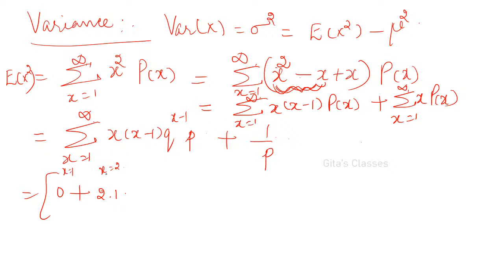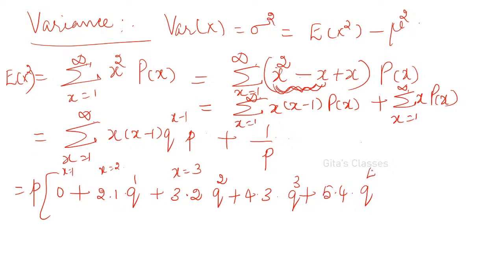Now you substitute this. When you substitute x equal to 1, everything will become 0. When x is equal to 2, 2 into 1 into q power 2 minus 1, that is 1, into p. P is common, so I can take this p outside the sigma because it is independent of x. So plus, when x is equal to 3, what will happen? 3 into 2 into q power 3 minus 1, that is q squared, right? Plus 4 into 3 into q cubed. I'll write one more term for our convenience: 5 into 4 into q power 4, plus etc., plus 1 by p.